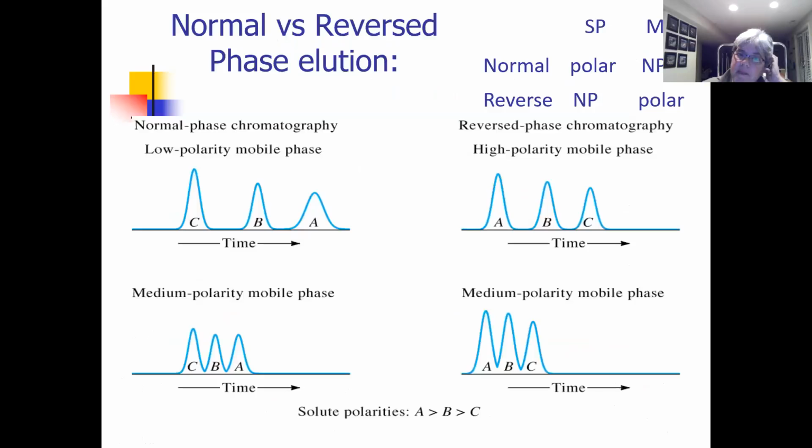Okay, now let's look at how we would separate things on these two different columns. Okay, compare normal and reverse.